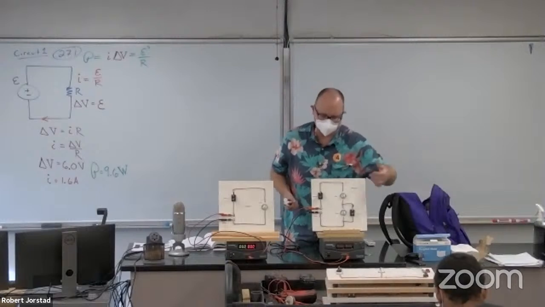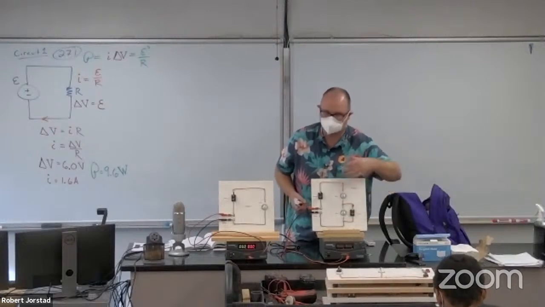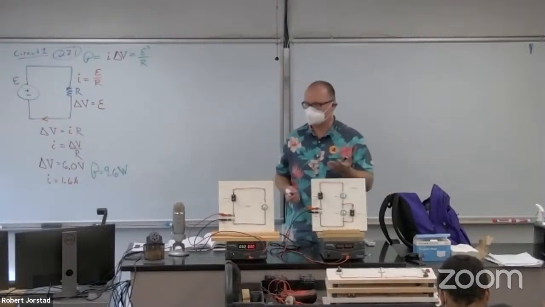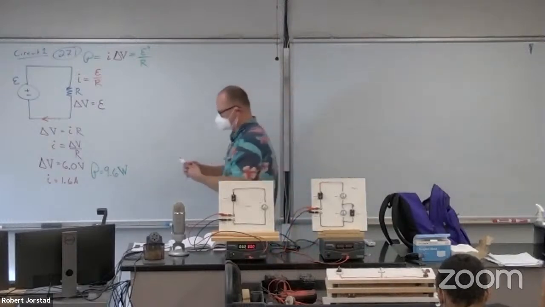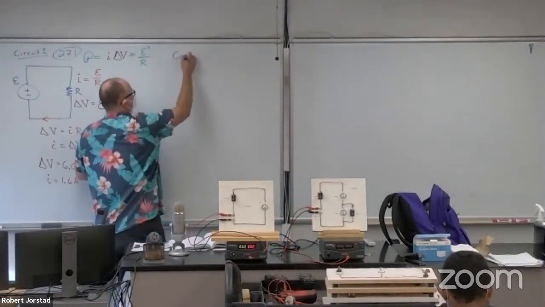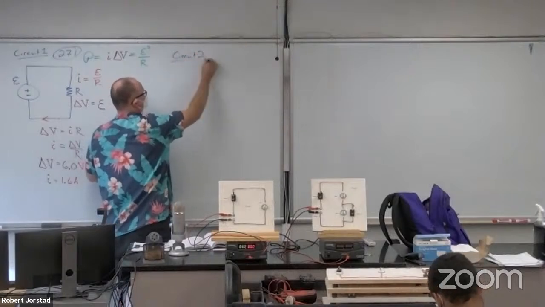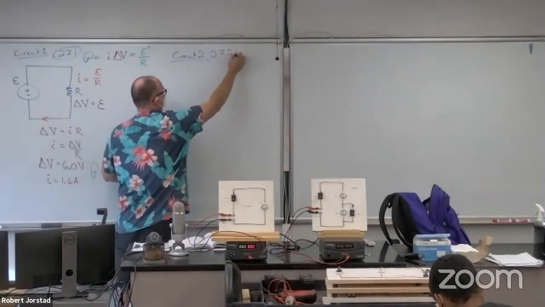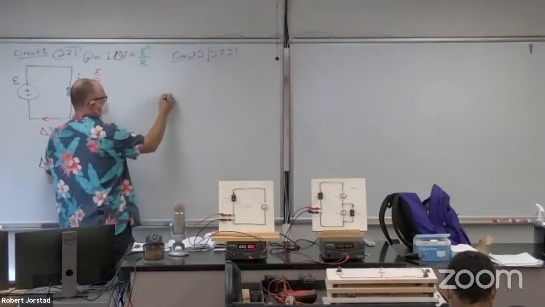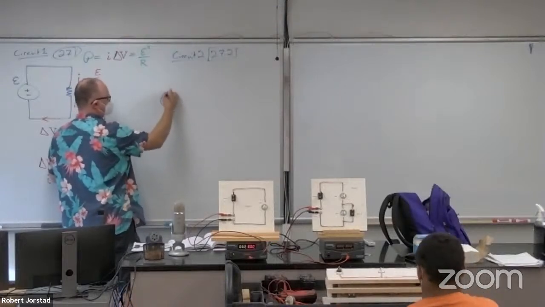Probably less bright because I've got more resistance. I should probably have less current and probably less power. Let's do the math. Circuit 2. So this is 27.2. Okay. All right. In this case, I've got a battery, same power supply.